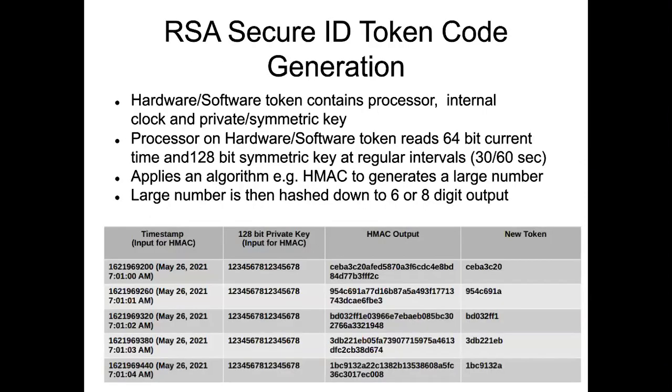So let's have a quick look at how this number is being generated on the RSA SecurID token. Each token, whether it is hardware or software, contains a processor, an internal clock, and a private or symmetric key, which is built into that token. Or in case of software, it is stored onto the machine which has installed that token.